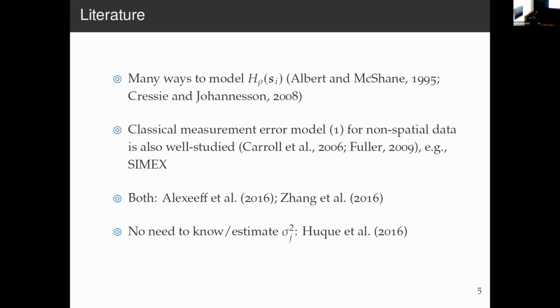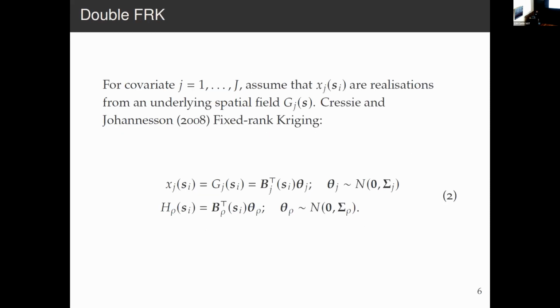So that's it for the literature. Now let me introduce the approach that we actually use to deal with this problem. We call it double FRK. FRK stands for fixed rank Kriging, which was introduced by Cressie and Johannesson in 2008. The key idea of our work is that we assume the true underlying covariates xj are realizations from some underlying smooth spatial field Gj.